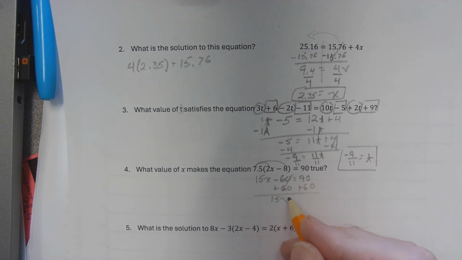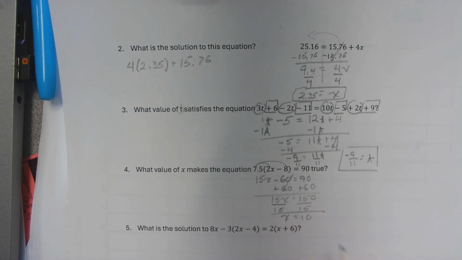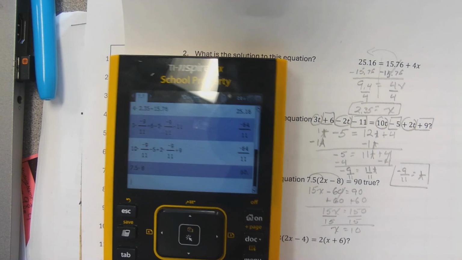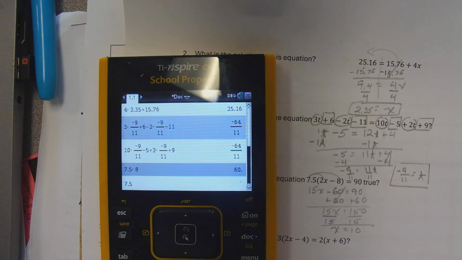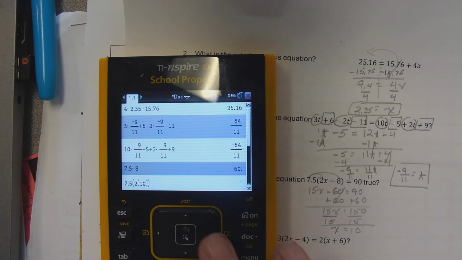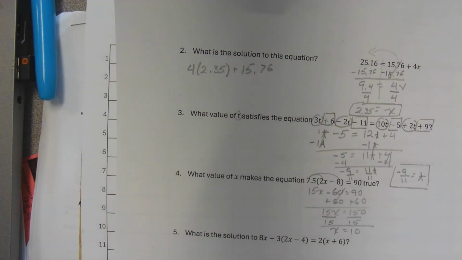We get 15x equals 150. And then we divide by 15. And so x is 10. And again, we can check that. So we do 7.5 parenthesis 2 times 10 minus 8. And that equaled 90, and that's what we wanted it to equal. So we know we're right.